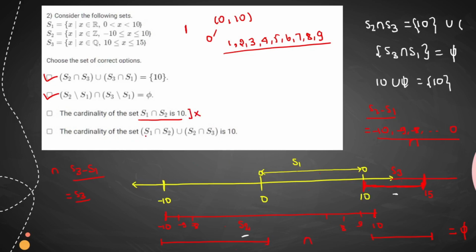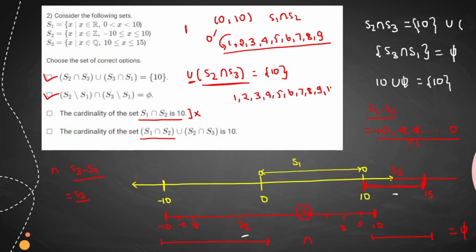The last option is the cardinality of set S1 intersection S2 union S2 intersection S3. S1 intersection S2 is this. So we have to take the union with S2 intersection S3. This was our S2 and this is S3, so only 10 is common between them. So S2 intersection S3 will give 10 only, and we have to take the union. So it will be 1, 2, 3, 4, 5, 6, 7, 8, 9 and 10. There are 10 elements in this final set, so this option is also correct.